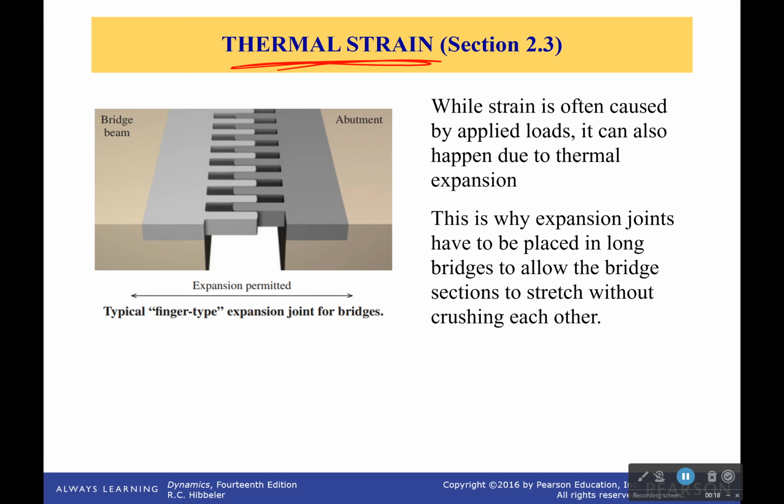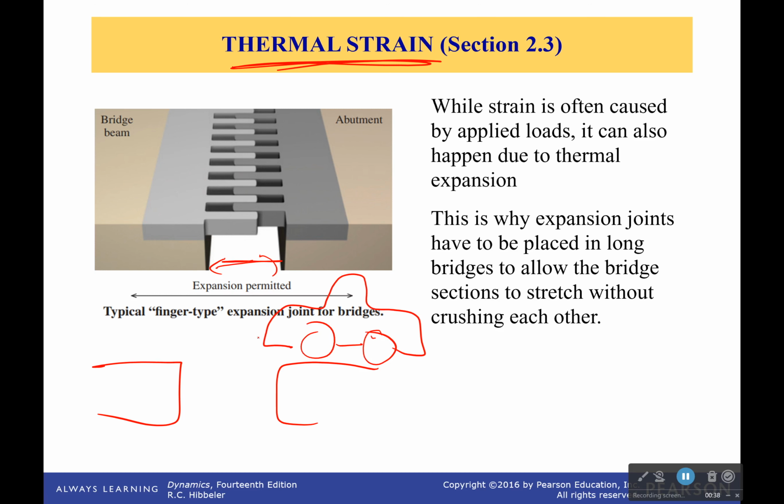Now, this is why expansion joints have to be placed in long bridges, because it allows the bridge sections to stretch without crushing each other, and also without opening up horrible cracks when they get cold. You do not want a car to fall into some terrible ravine because you left a big gap so that they wouldn't touch each other on a hot day. Not a good thing here, not a good thing. So we have these expansion joints all along the bridge.